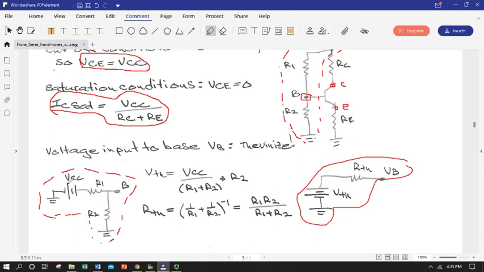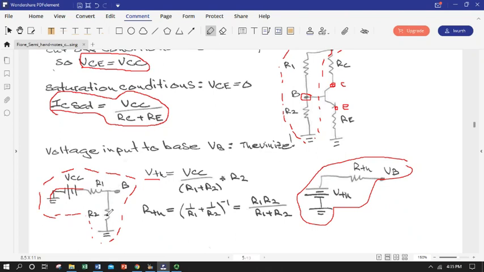Current flowing through R2 is VCC divided by R1 plus R2. So VCC divided by the sum of R1 and R2 times R2 gives me my Thevenin voltage. For my Thevenin resistance, I would short the voltage supply and look at the equivalent resistance from B back to ground.